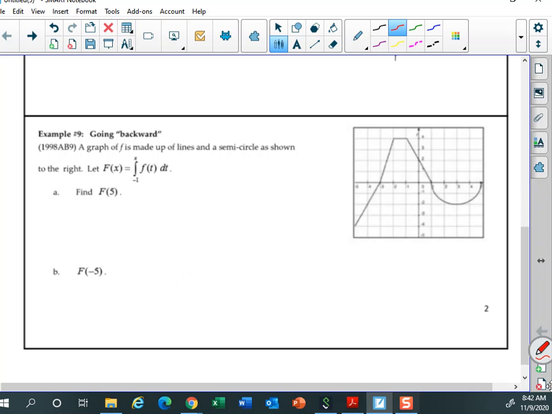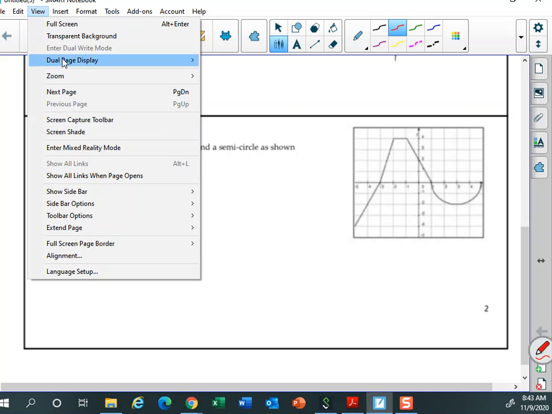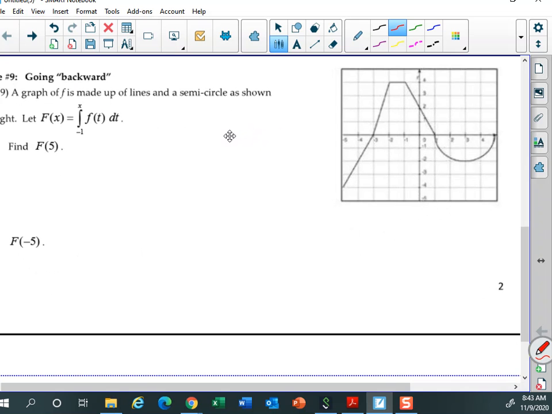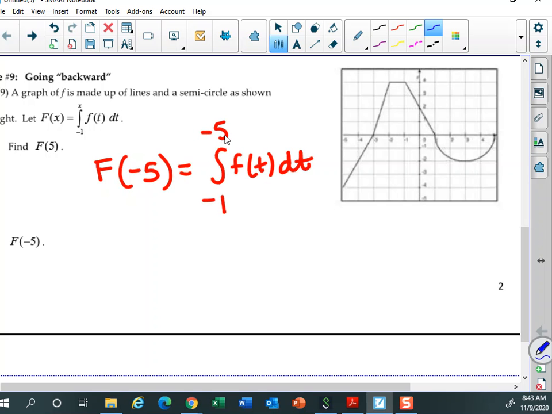So if we go to this problem in the packet, if we take a step back here, and I'm going to zoom in on this a little bit more. Okay. So when we were asked to calculate f of -5, that became the integral from -1 to -5 of little f of t dt. Okay, so starting at -1 and going that way.